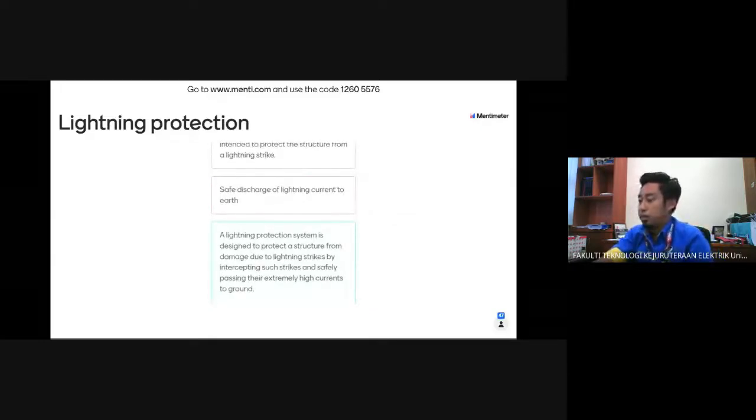So maybe I can ask somebody here whose FYP project is related to lightning protection or grounding system. Ada tak kawan-kawan yang dekat sini yang FYP dia buat grounding system ke, ada yang buat lightning protection ke? Siapa kat sini buat projek FYP?